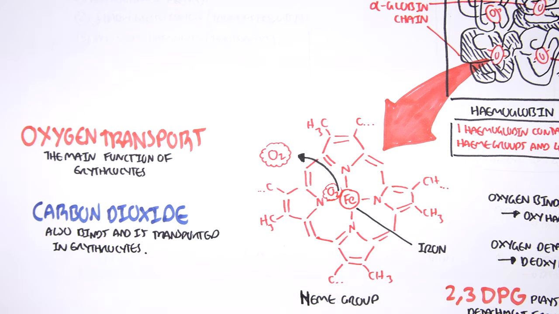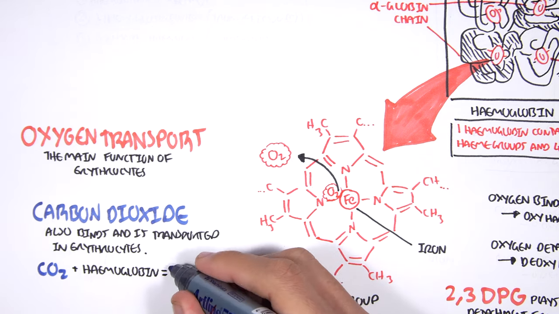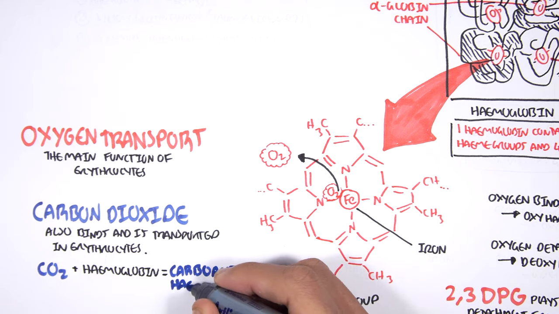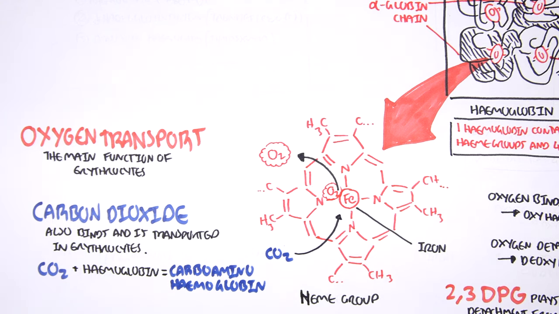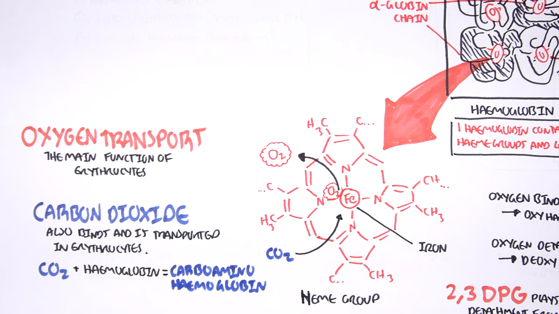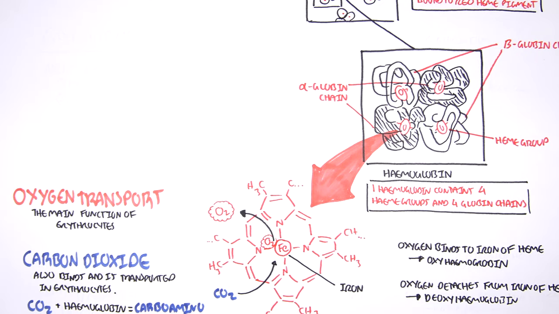When carbon dioxide binds to hemoglobin of a red blood cell, this molecule will be known as carboaminohemoglobin. So for example, when this carbon dioxide binds onto the hemoglobin molecule here, this whole hemoglobin structure will then be called carboaminohemoglobin.